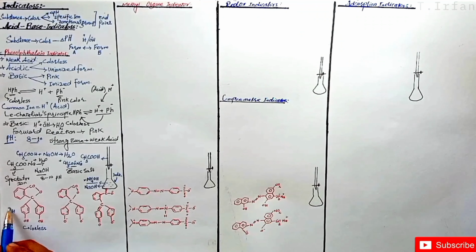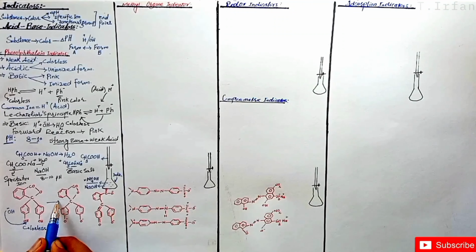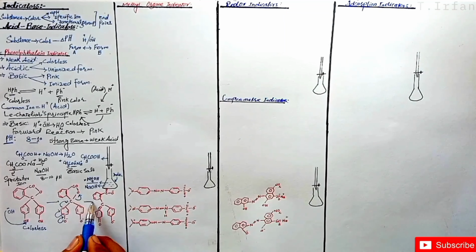This is colorless phenolphthalein. When it finds basic medium or pH 8 to 10, it gives its proton and forms an anionic species. Here the negative charge is involved in resonance or conjugation which opens the ring. Due to this conjugation which happens in basic medium, this shows pink color.